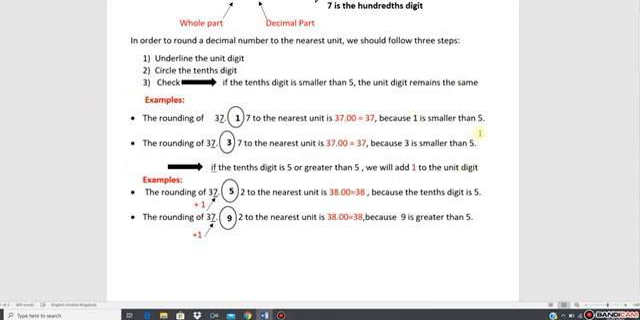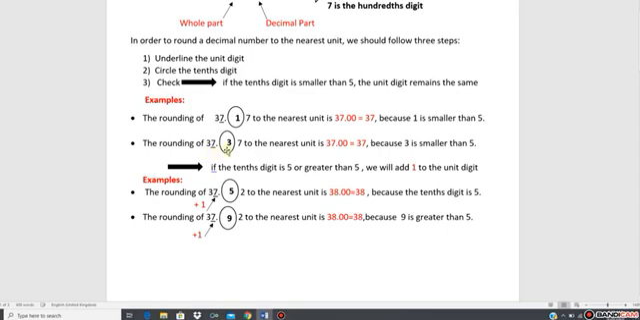Here are 2 examples. The rounding of 37.17 to the nearest unit. We underline the unit digit, circle the 10th digit, and check this digit, 1, which is smaller than 5, so 7 will stay the same. Let's start rounding. 7 will become 0, 1 will become 0, 7 remains 7, and 3 remains 3. So the rounding of 37.17 to the nearest unit is 37.00, which is equal to 37.